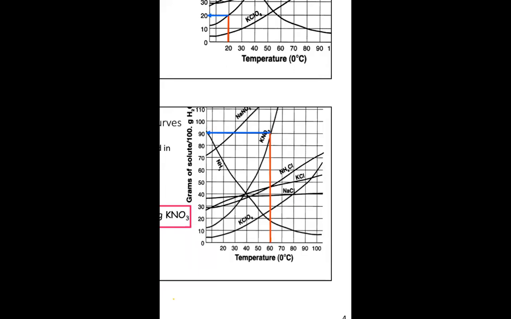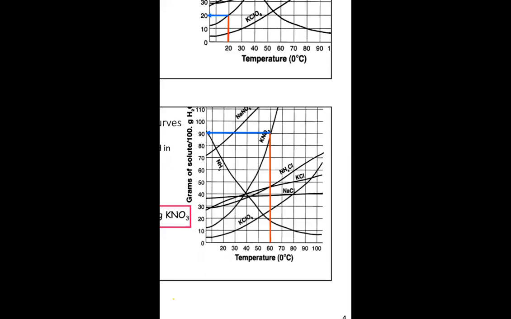But the question says for 200 grams of water. So this 90 grams of potassium nitrate is going to be soluble in 100 grams of water, because that is what is specified in the y-axis of the curve. You can see it there. Can you come again? Grams of solute, I don't really understand.